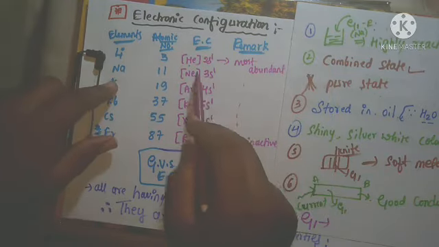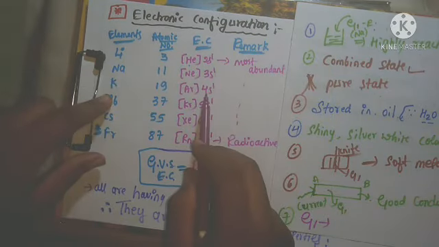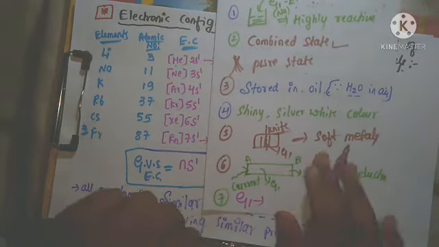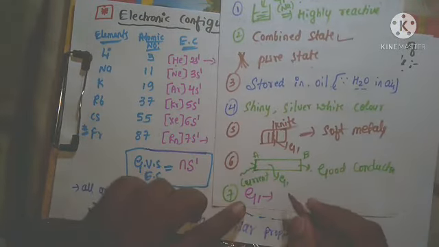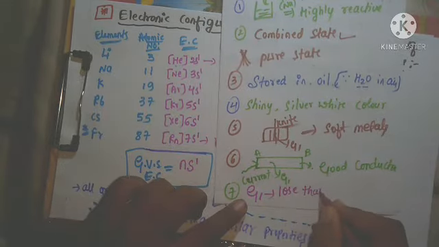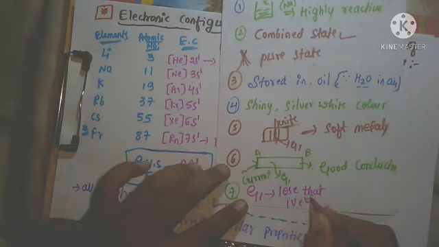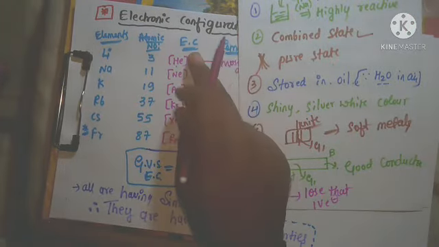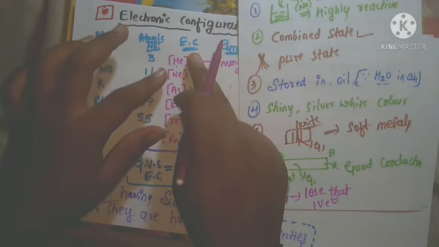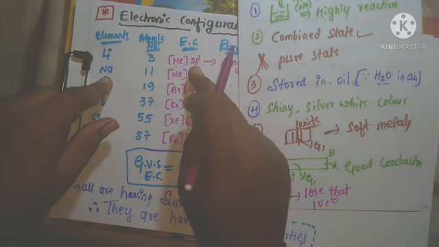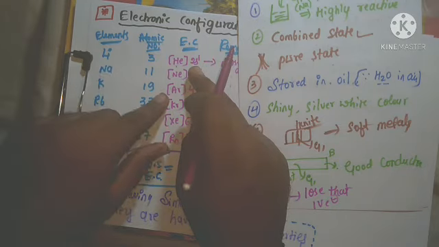Lithium has 1 valence electron, sodium has 1 valence electron, potassium has 1 valence electron. This means all these elements have how many valence electrons? One valence electron, right? If it loses that one valence electron, what is the configuration? If you remove one electron from lithium, what is the electronic configuration? Only the helium configuration, right? If you remove one electron from sodium, meaning the 3s one electron is not there, it is the neon configuration.